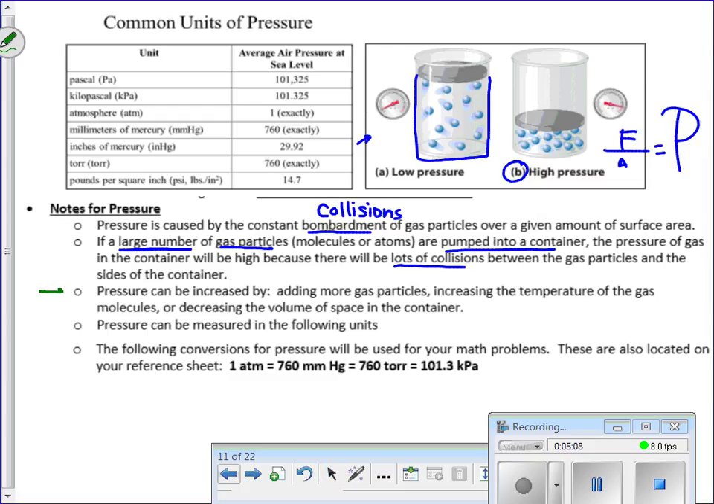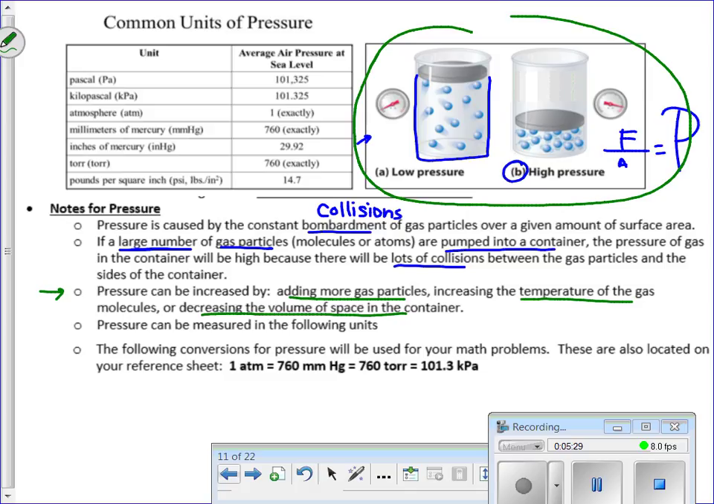Pressure can be increased by adding more moles of gas particles, which you just saw. If you increase the temperature of the gas, that will increase the pressure. Or if you decrease the volume of space in the container. And that decreasing the volume of space is shown by this diagram up here. If you decrease the volume from A to B, the pressure will increase. Now, in terms of the temperature, we're going to talk about how temperature relates to pressure on the next slide.